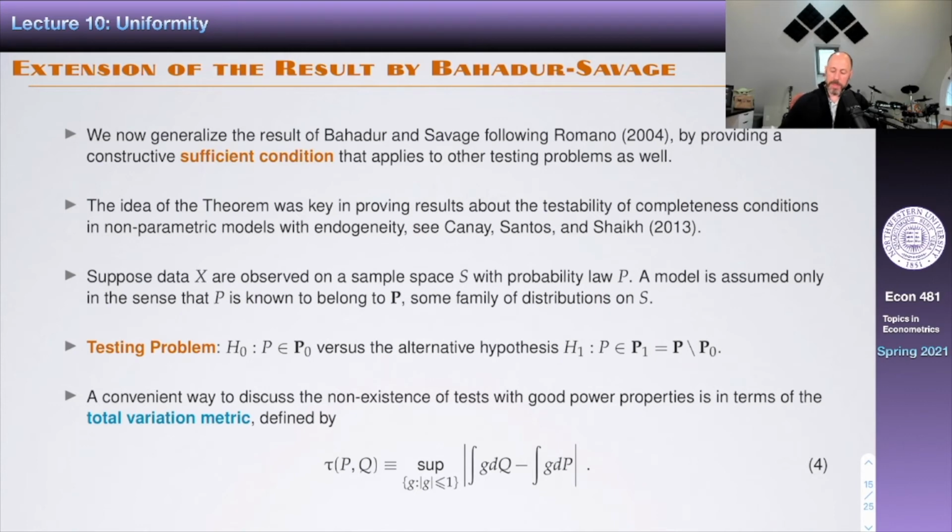And what this paper is going to do is provide a constructive, sufficient condition that applies to other testing problems as well. It essentially provides a framework to think about when something is testable and when something is not testable. And then Romano applied this to a bunch of different problems, including some that were conjectured by Bahadur-Savage. And then this construction was later used in some other papers, okay?